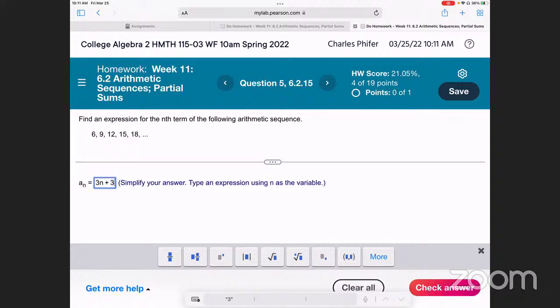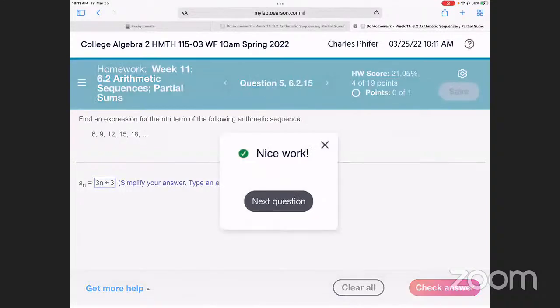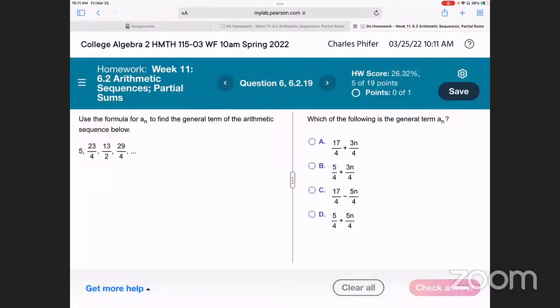Okay, let's just check to make sure this works. When n is 1, we get 6. When n is 2, 6 plus 3 is 9. When n is 3, 9 plus 3 is 12, and so on, right? So I feel like this is good. Let's go with it. And on to the next question.